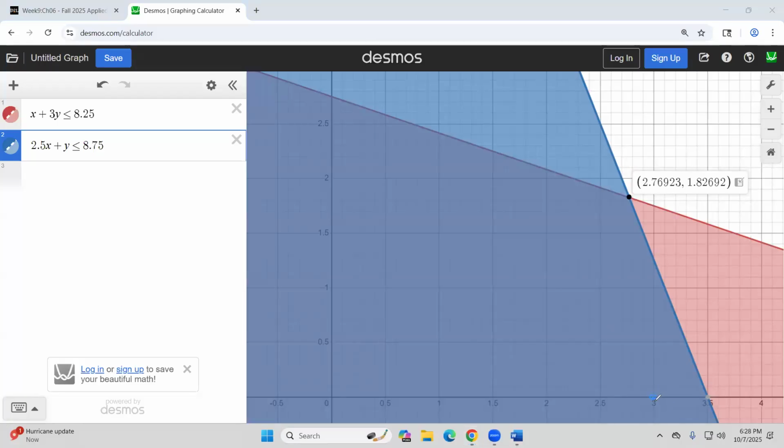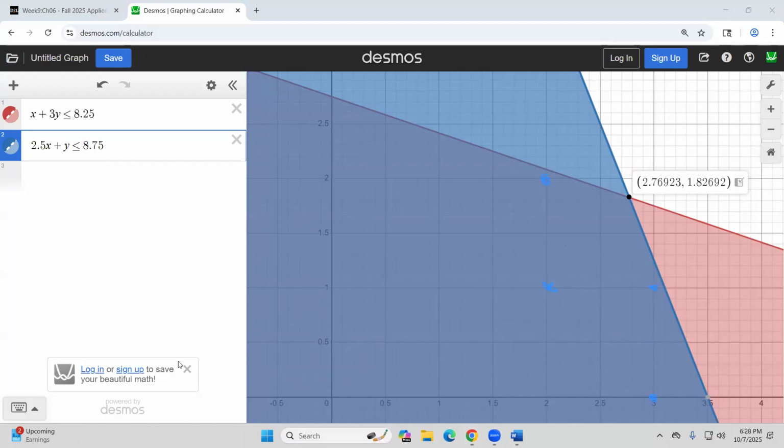So we have 3 and 0, right? We have 3 and 1, right? Then we have here this point, 2 and 2, right? And then 2 and 1, right? Do you all agree so far? So these are the possible solutions.